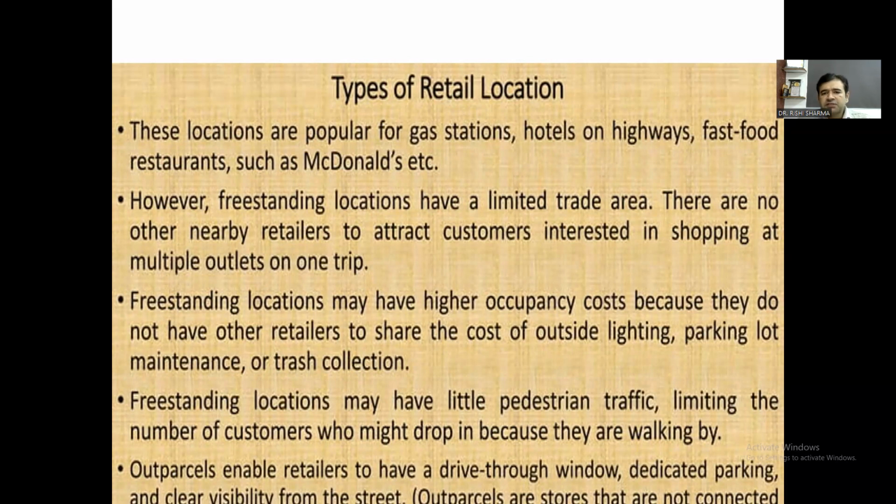However, freestanding locations have a limited trade area. There are no other nearby retailers to attract customers interested in shopping at multiple outlets on one trip. Freestanding locations may have higher occupancy costs because they do not have other retailers to share the cost of outside lighting, parking lot maintenance, or trash collection. They may have little pedestrian traffic, limiting the number of customers who might drop in because they are just walking by. Outparcels enable retailers to have a drive-through window, dedicated parking, and clear visibility from the street.